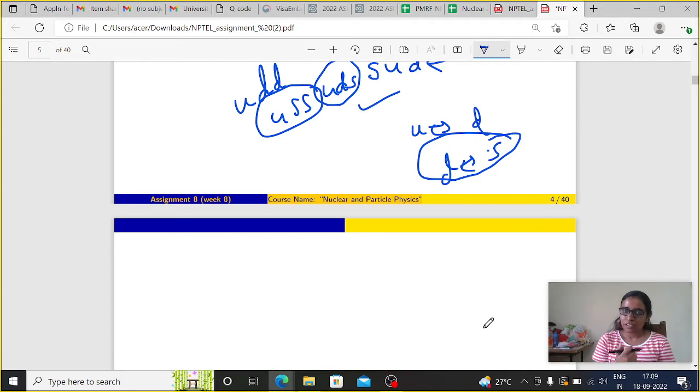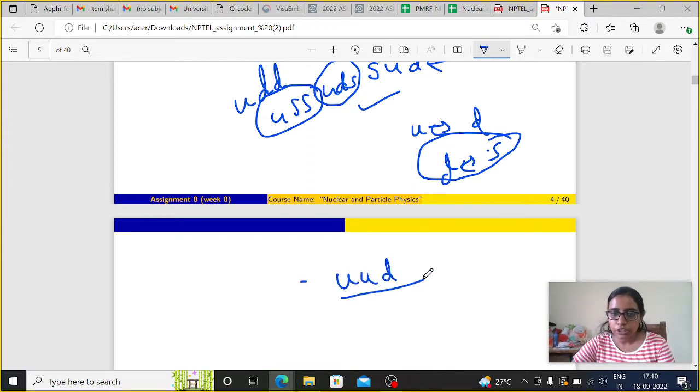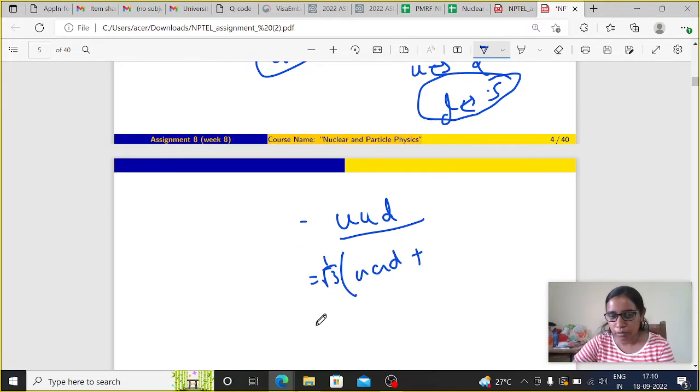Okay, ma'am. That means if we change only one quark, then it also changes all quarks at the same time. Yeah, like here if I write UUD, we can write it in terms of UUD plus, why 1 by root 3 I will talk about later, UDU plus DUU. I can write it like this.